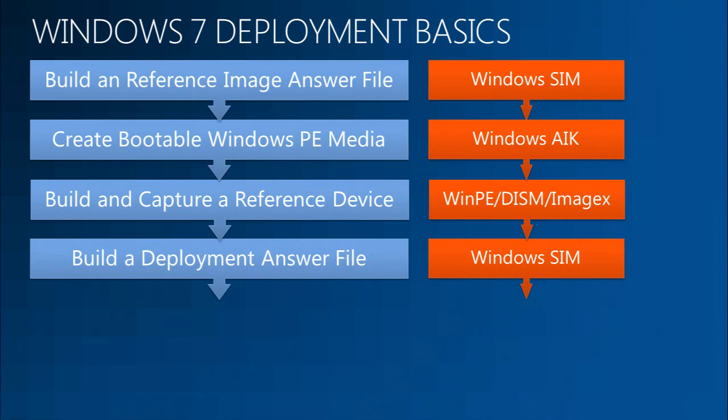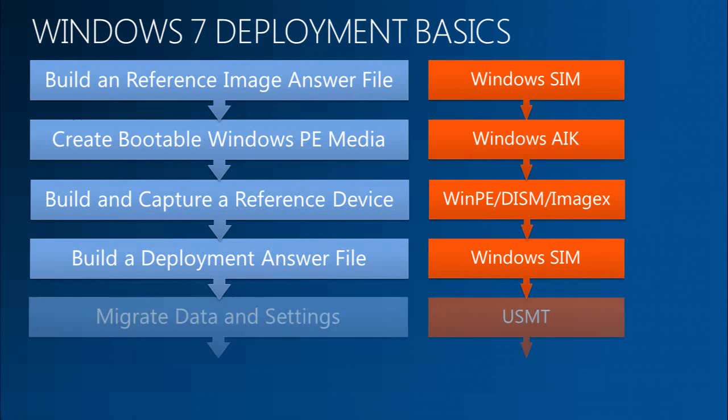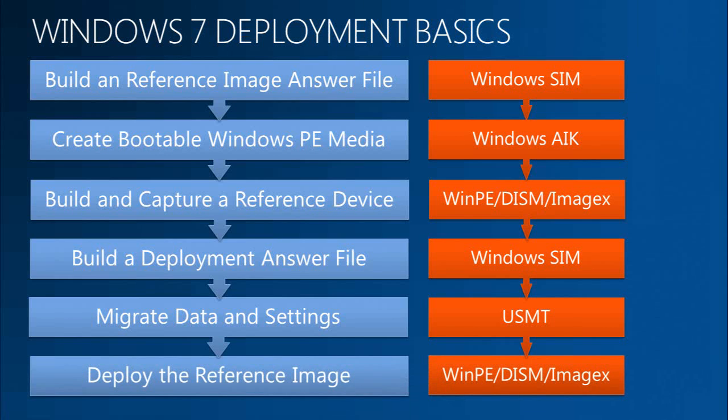And then it's sysprepped and captured. Then we take that image that we've engineered and we bolt it back in and we deploy it. So we need another answer file to do the deployment of that image. And we want to migrate user data and settings during that deployment. And then finally, we want to deploy the reference image to the machine. We have a number of tools available in the toolkit to do this. If you've ever seen the Windows Automated Installation Kit, a lot of the tools that you see down here in the orange boxes are tools that are provided with that kit.